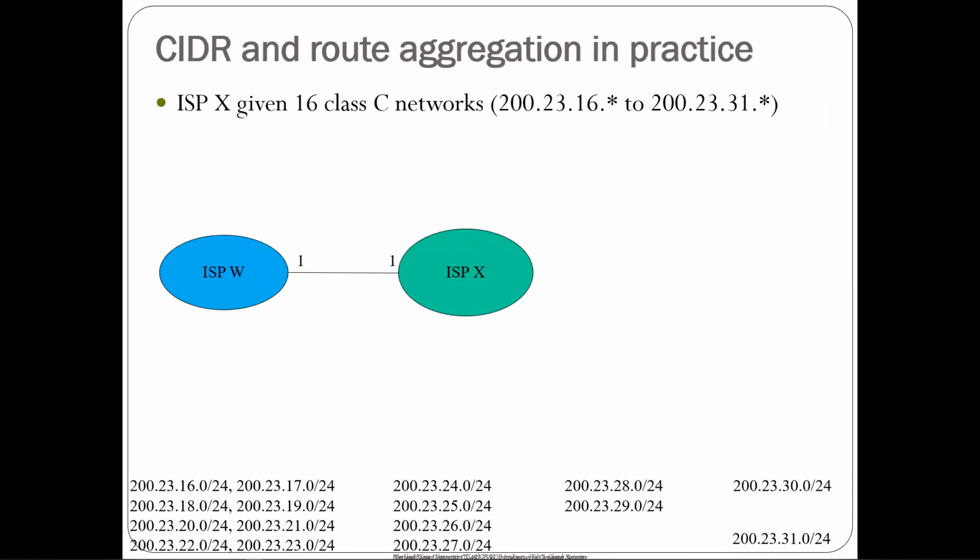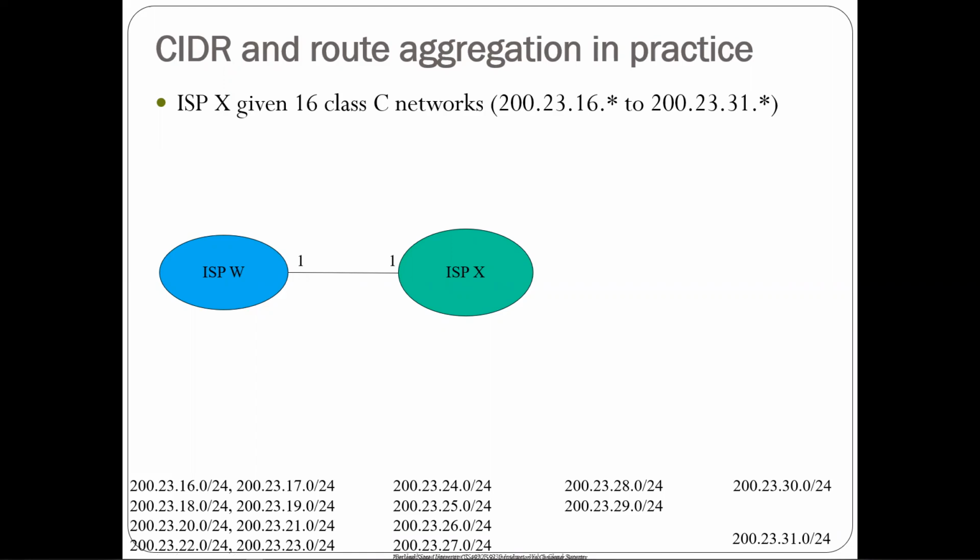Okay, this is a long-winded way of getting to how CIDR and replication work in practice. So you have an ISP, ISPX. Say this is the local ISP, and then upstream is the regional one or the tier one even. And so let's say ISPX gets an allocation of 16 Class C networks, 200.23.16.0, all the way up to 200.23.31.0/24. And so scattered about intentionally.